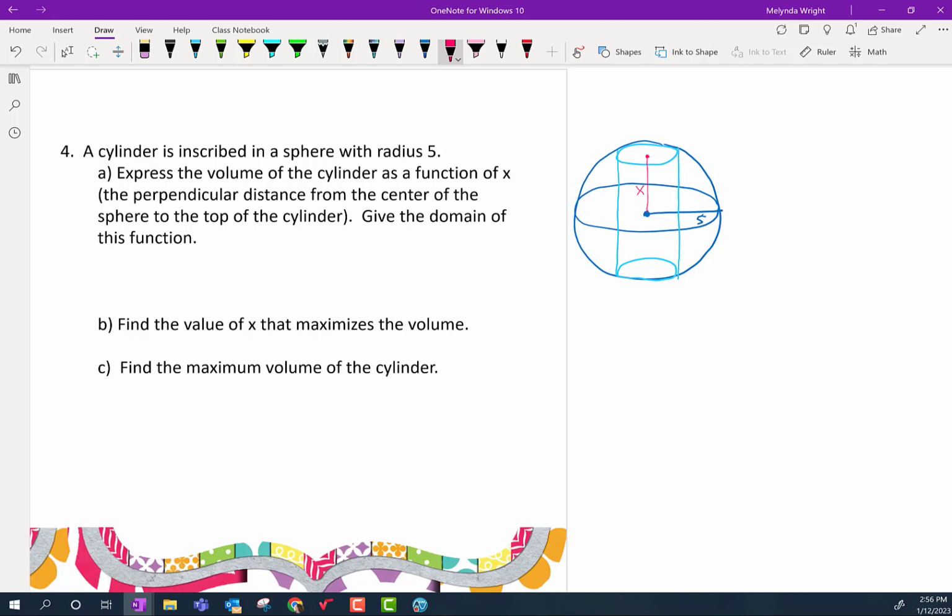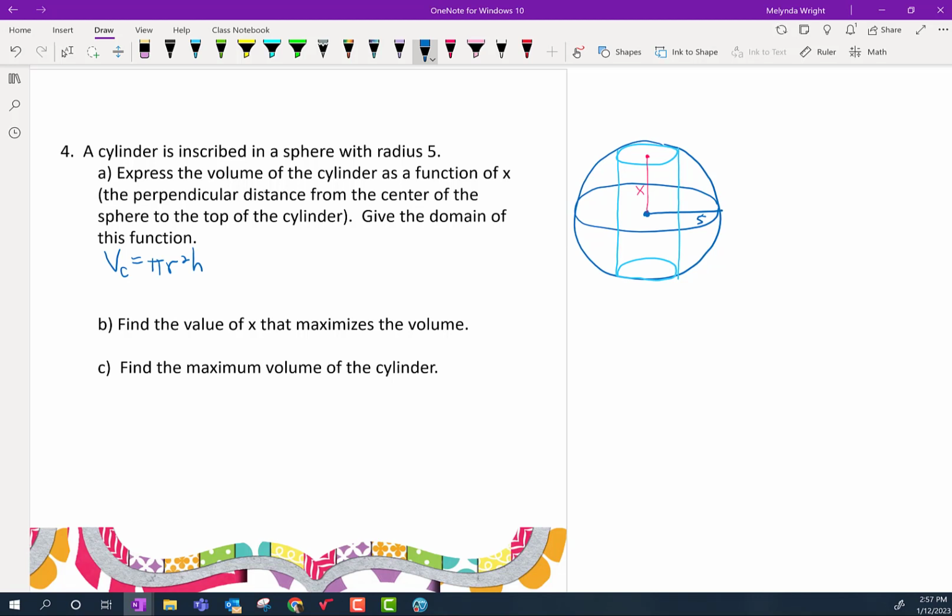Okay, before I go any farther, I want to look at the volume formula. We're dealing with the volume of the cylinder. They want the volume of the cylinder, so I need the formula for the volume of a cylinder. Hopefully we remember that formula. Volume of the cylinder, that little c just means cylinder, so we don't get confused with sphere, is area of the base times the height, so pi r squared h.